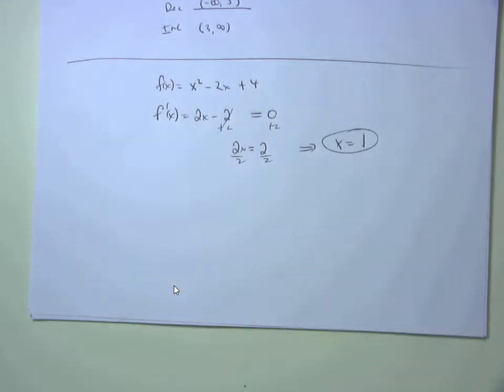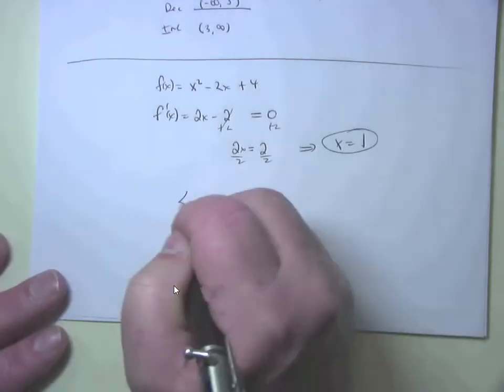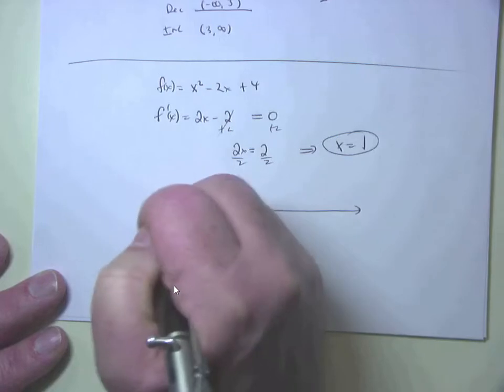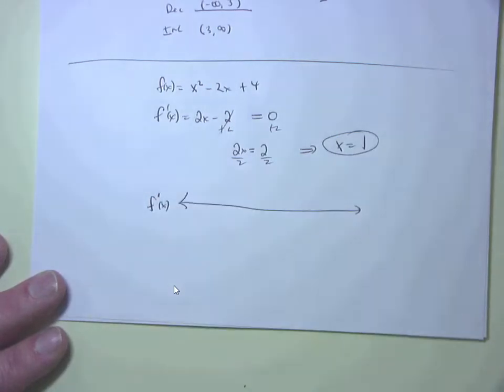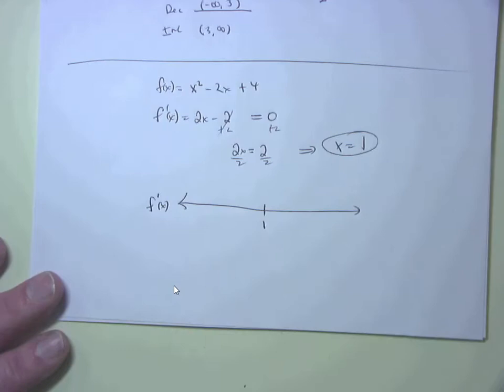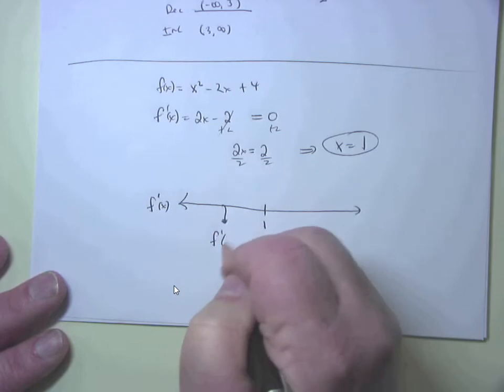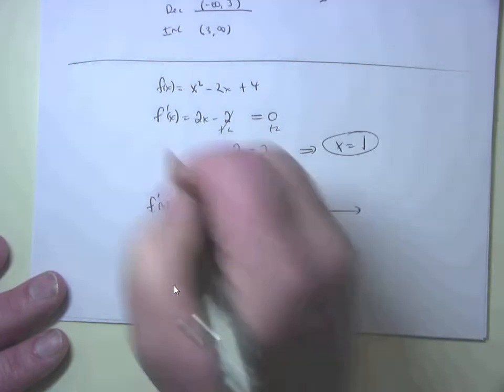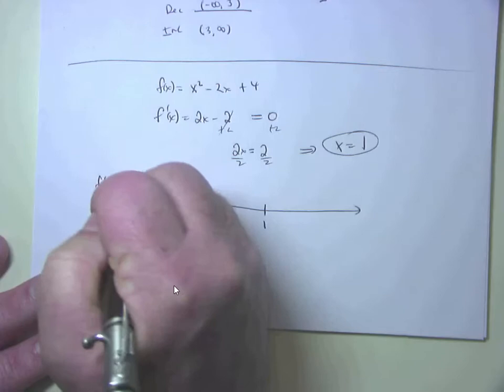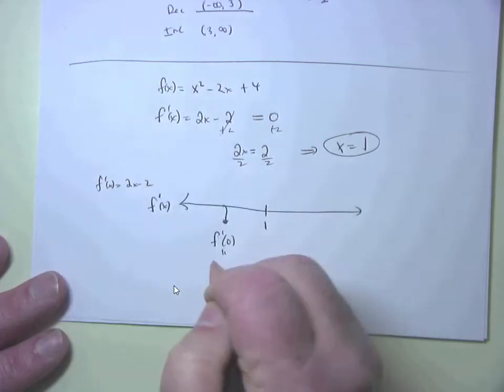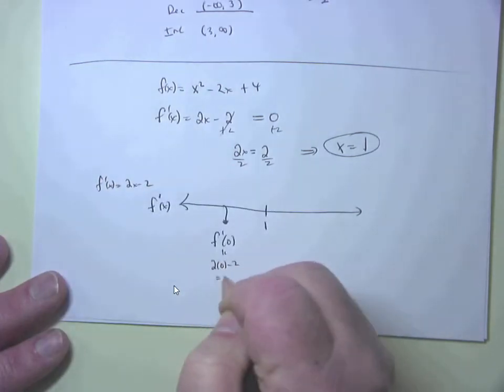When you're doing intervals of increase and decrease, we're going to draw ourselves a number line, labeling with your first derivative. Here, this is 1. Put your critical value on your number line, and do test values. Pick a number less than 1. I choose 0 because I have a brain, and plug into your derivative. Remember, your derivative was 2x minus 2. So this will be 2 times 0 minus 2, which is equal to negative 2.